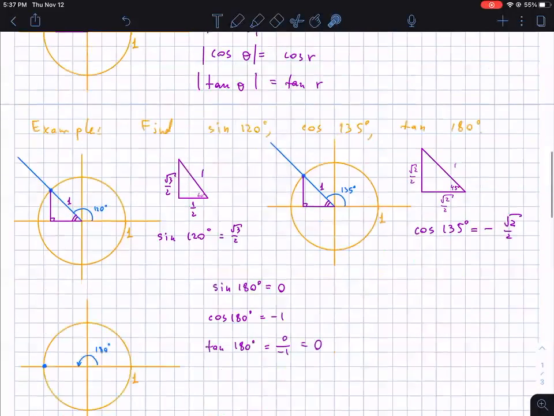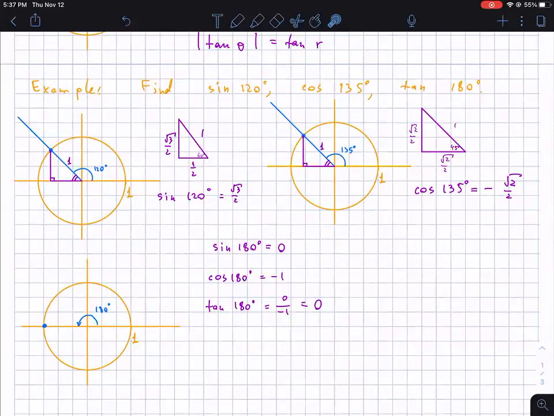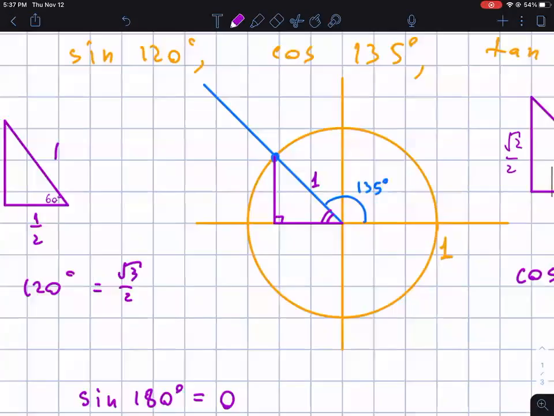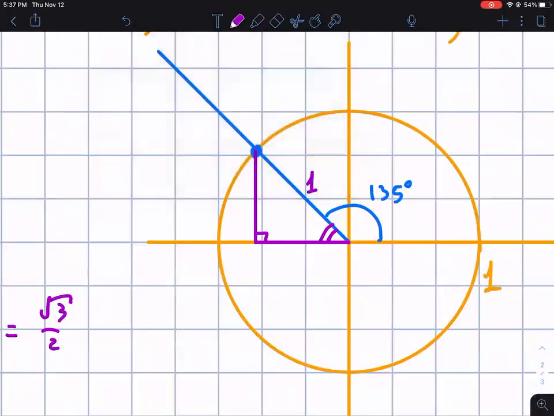Well, did you understand these examples that we did right here? When we tried to find the coordinates of this point, the coordinates of this point are negative square root of 2 over 2, comma square root of 2 over 2, right? So even though the sides of this triangle are square root of 2 over 2 and square root of 2 over 2, the coordinates of this point are not square root of 2 over 2, square root of 2 over 2. They're negative square root of 2 over 2 and square root of 2 over 2. Do you understand?